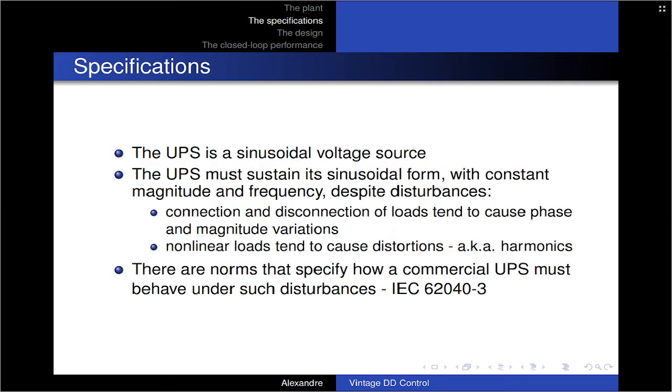The specifications for the control design are that the UPS must sustain its sinusoidal voltage form with constant magnitude and frequency, no matter the disturbances. And the disturbances are typically connection and disconnection of loads, and the fact that you have nonlinear loads. This is very common in most applications. And there are norms that specify how a commercial UPS must behave. And the norm we follow for this design is the norm whose name you see on the screen there.